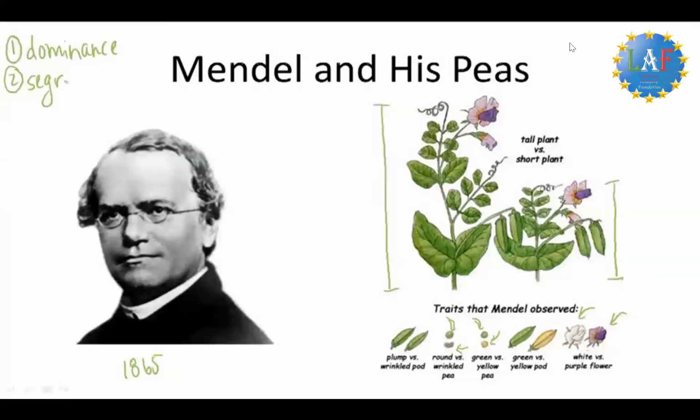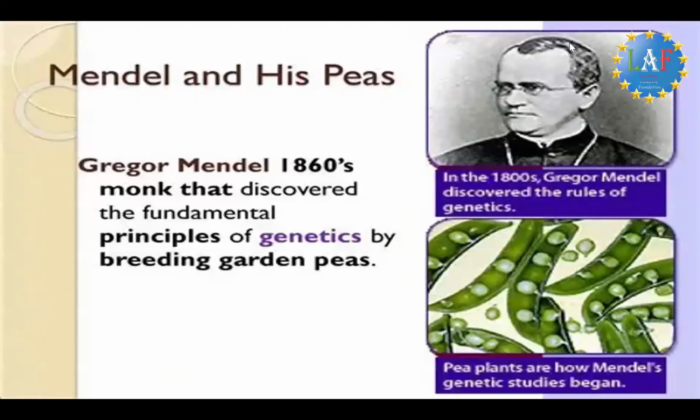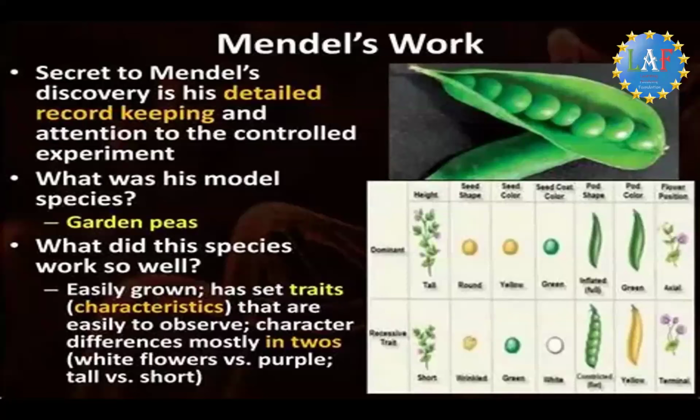Let's talk about Mendel's legacy. All of this began with Gregor Mendel, an Austrian monk who studied pea plants in the 1860s. He discovered the fundamental principles of genetics by breeding garden peas. These genetic diagrams reveal patterns of inheritance that still guide us today.